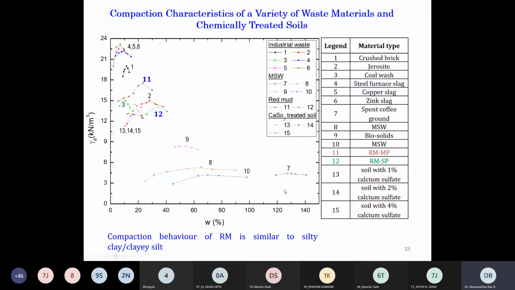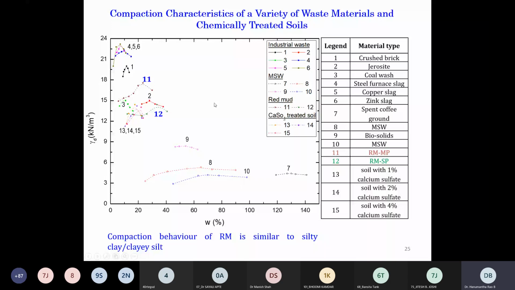But when you go to the other industrial waste materials, a few of them showed very high dry unit weight but very little moisture content. The optimum moisture content is hardly anything, below 10%. In the case of red mud, it typically lies between the other waste materials and municipal solid waste. So this is how you can understand how different materials behave in terms of compaction characteristics.